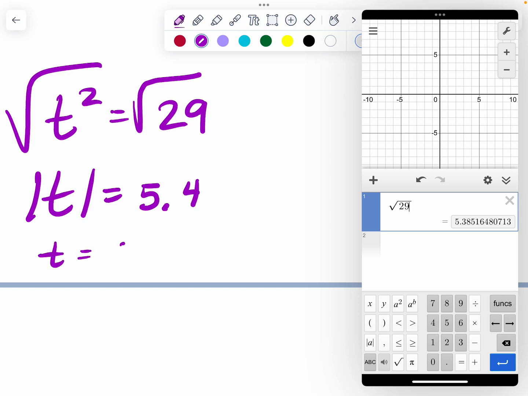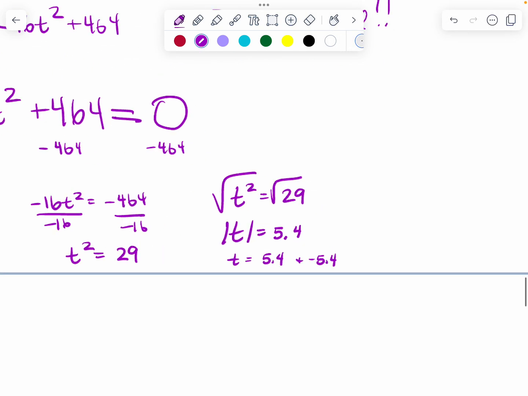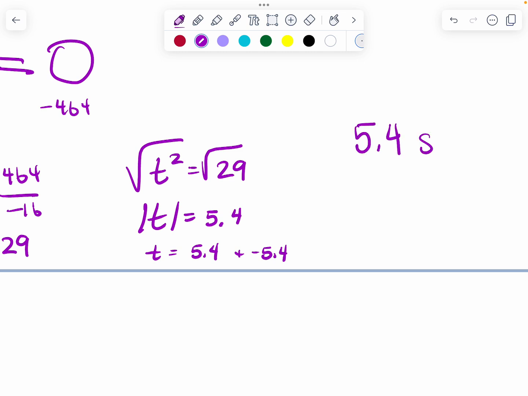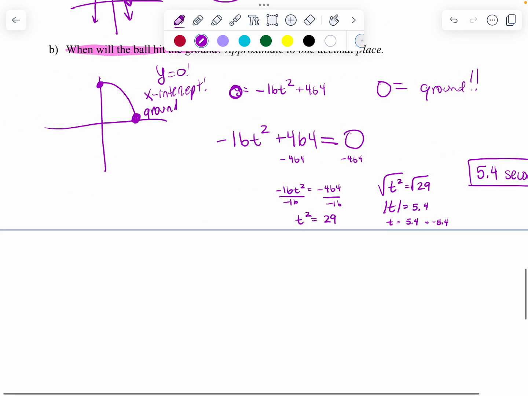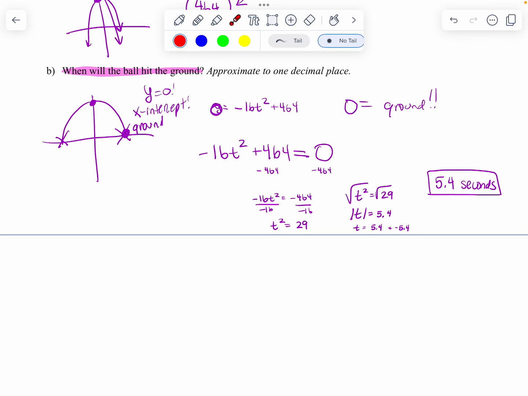And to drop the bars, I need one positive answer and one negative answer. But the negative answer doesn't make sense here because we're talking about how long it took to hit the ground. So 5.4 seconds, not negative 5.4 seconds. Remember, theory versus reality. In theory, this has 2 x-intercepts, which is what we're finding. But in reality, this is backwards in time. 1 second, 2 seconds, 3 seconds, 4 seconds, whatever. Negative 1, negative 2, that doesn't make any sense. So I don't actually need both of these answers, even though in theory they're both right. The only answer I need is the real one that's practical, the positive one.